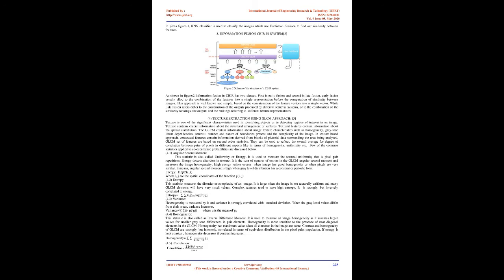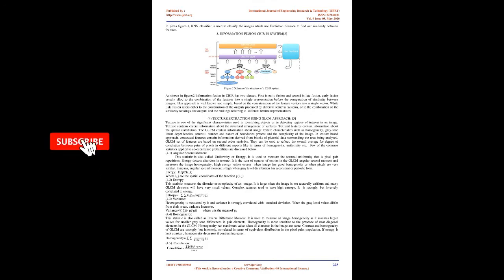3. Information fusion in CBIR system. Figure 2: schema of the structure of a CBIR system. As shown in figure 2, information fusion in CBIR has 2 classes. First is early fusion and second is late fusion. Early fusion usually allows the combination of the features into a single representation before the computation of similarity between images. This approach is well known and simple, based on the concatenation of the feature vectors into a single vector.